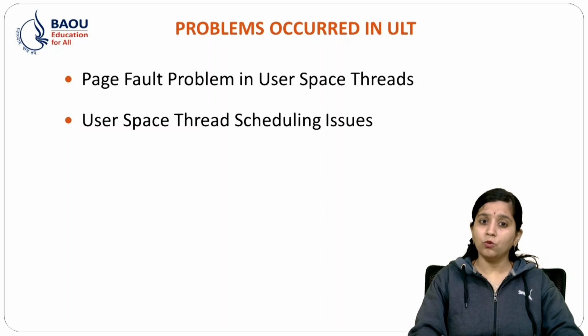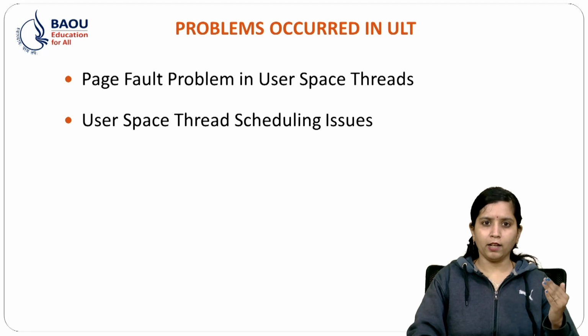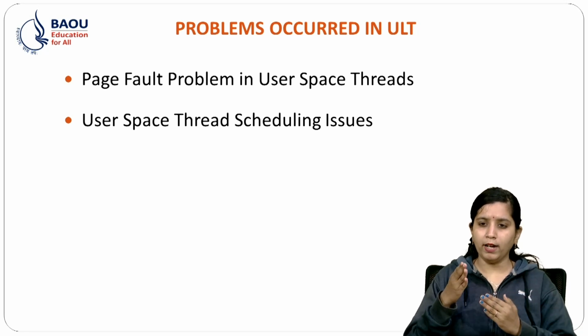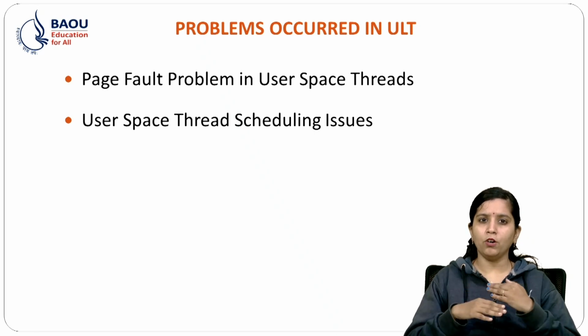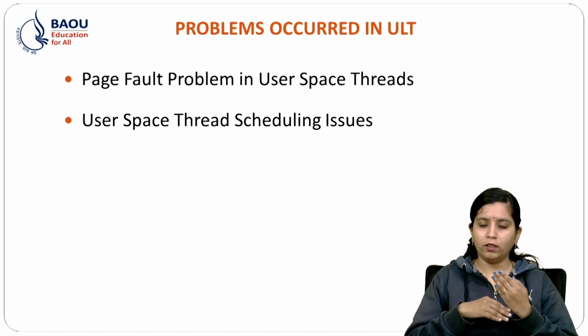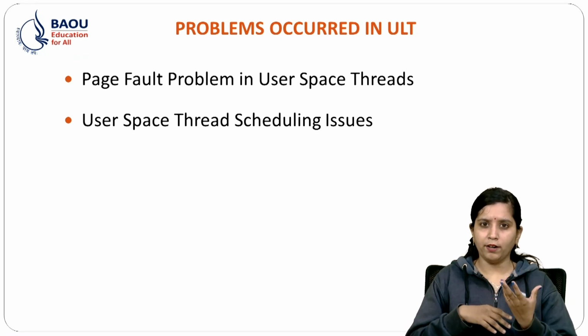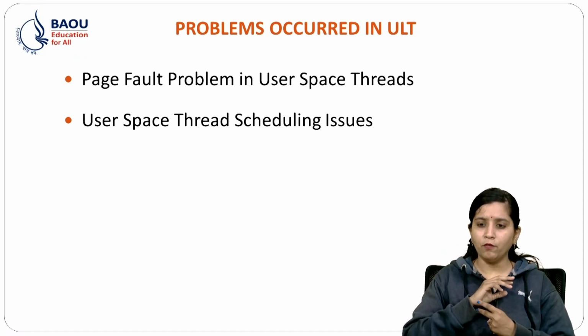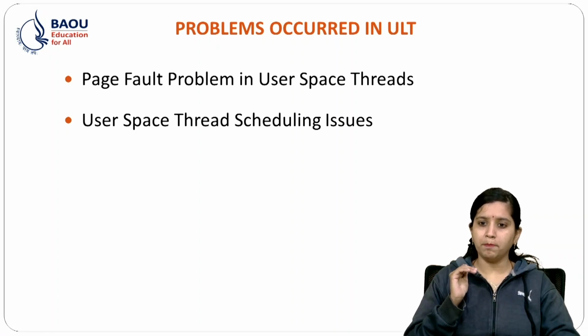Second is user space thread scheduling issues. A single thread can take over the CPU and keep running forever unless it declares to stop and gives control to another thread. Without automatic time slices like a clock interrupt, the system can't force threads to stop and share the CPU fairly.